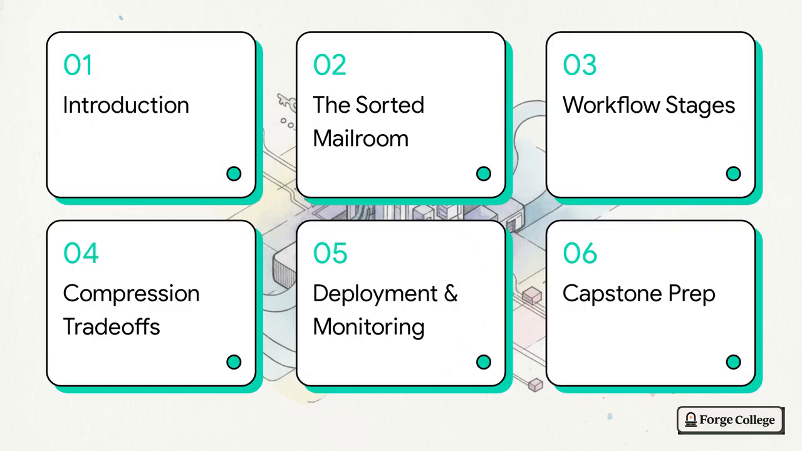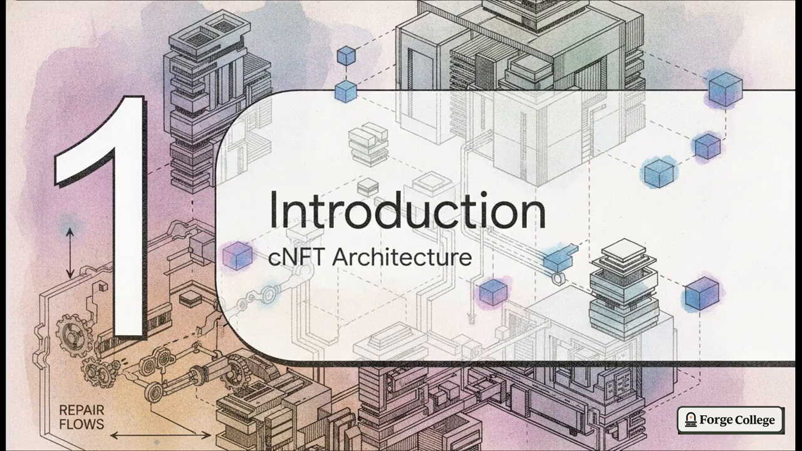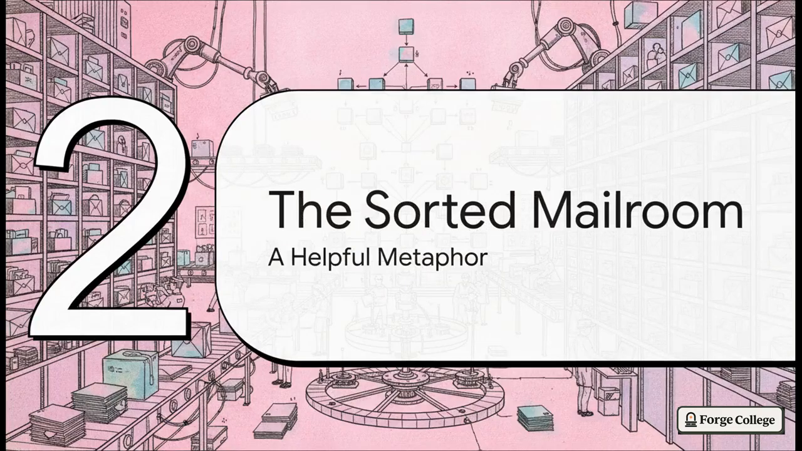Here's a quick look at our game plan for today's explainer. We'll start with a brief introduction, jump into the sorted mailroom metaphor, walk through the workflow stages, weigh out our compression trade-offs, lock down deployment and monitoring, and then finish up with your capstone prep. Let's get right into it. Section 1. Introduction to cNFT Architecture. Section 2. The sorted mailroom metaphor.